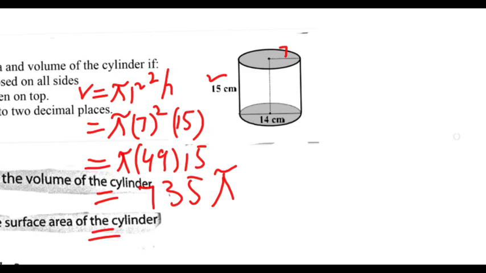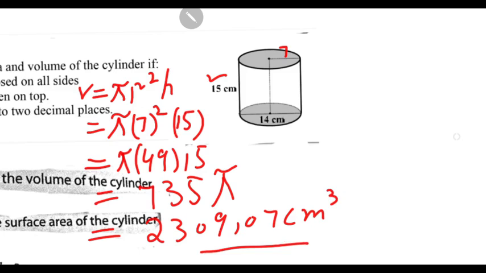So 735 shift pi, I use my calculator, or you can use the value of pi 3.14. You can multiply 735 times 3.14. The answer will be the same to 2 decimal places, 2309.07 centimeter cubed. I must write cubed because this is a volume. So this is my final answer. Any shape they can give you, only the value will be changed, but the method is the same.